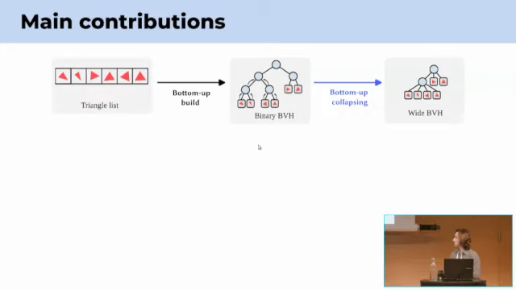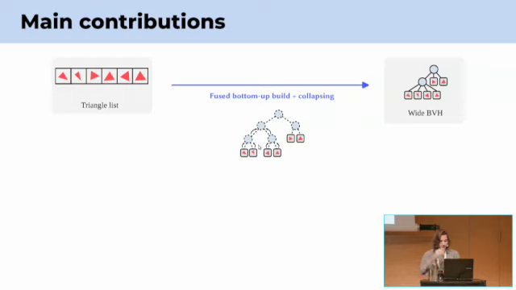To explain our contribution, I am first going to detail our bottom-up collapsing procedure as a separate algorithm that takes as input a binary BVH, and then in a second step, I am going to explain how we fuse it with a bottom-up builder to compute this wide BVH without an additional traversal.